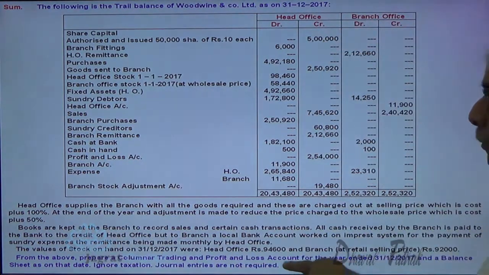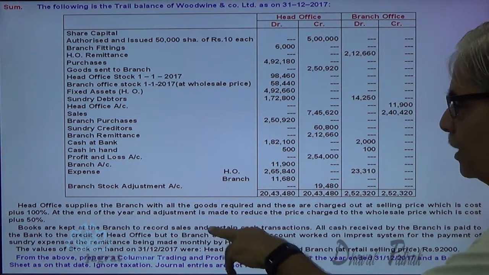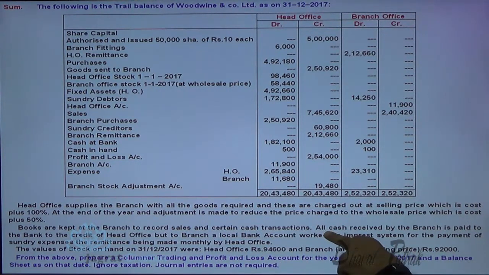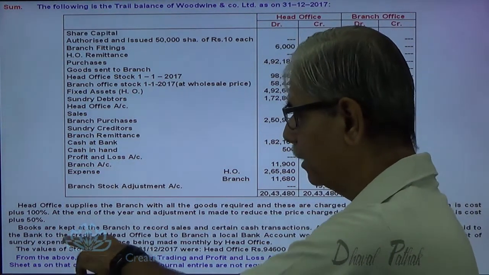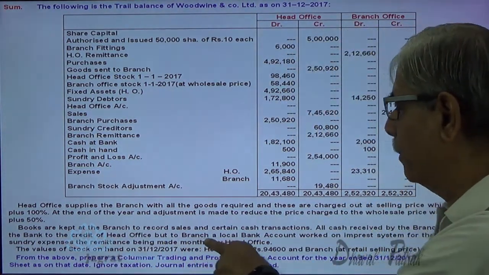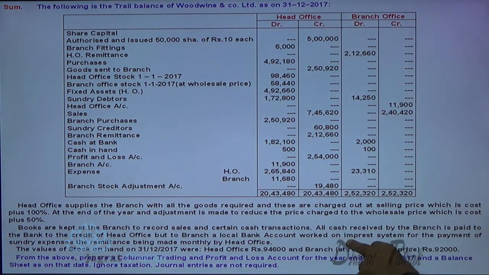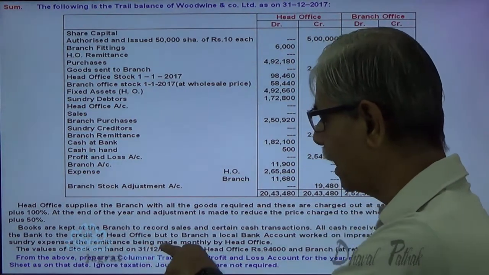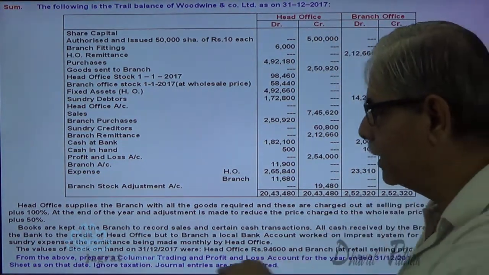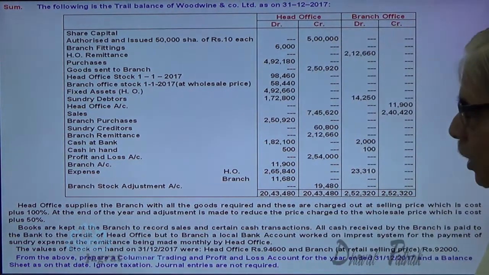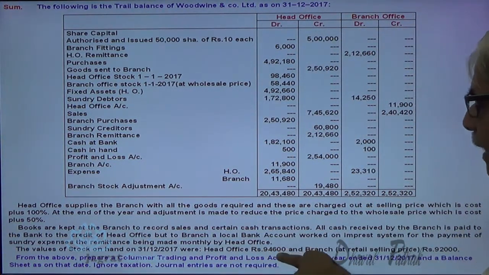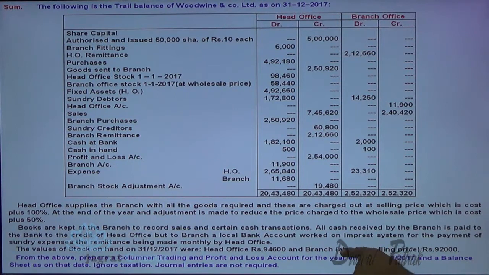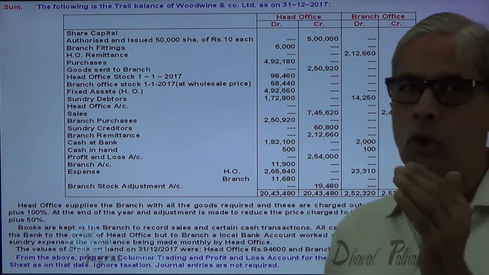Books are kept at the branch to record sales and certain cash transactions. All cash received by the branch is paid to the bank to the credit of HO, but the branch local bank account is worked on an imprest system for the payment of sundry expenses, with remittance being made monthly by head office. The value of stock on hand on 31st of December 2017 is 94,600 at head office, and in the branch at retail selling price 92,000. Retail selling price means cost plus 100%.